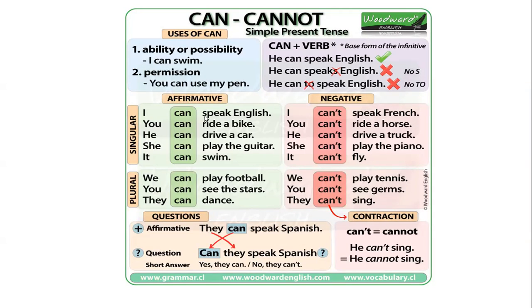So for example, I can speak English, you can ride a bike, he can drive a car, she can play tennis. It can swim. After can, you add the verb and the complement, right? If you see here, play football.